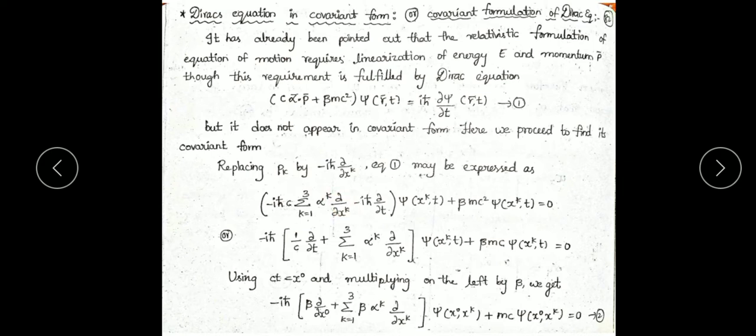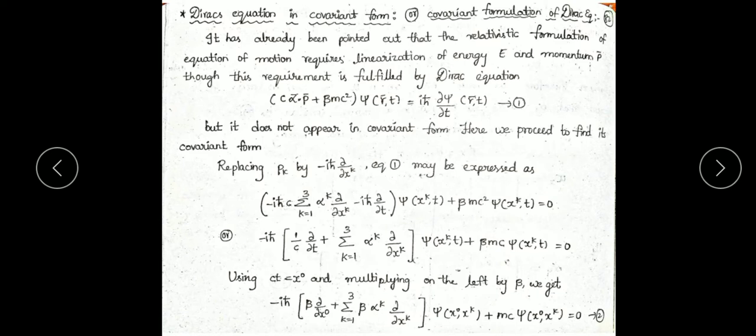Next, what we need to do is send this term to this side. After sending to that side, we get minus iħ ∂/∂t, and ψ is common for both, ψ of x^k comma t, where r bar is replaced with x^k. So r can be written as x i cap plus y j cap plus z k cap, that is x^k form, x1 x2 x3, in the place of x y z. And next, βmc² is already there, so that we write as usual, ψ of x^k comma t equals 0.